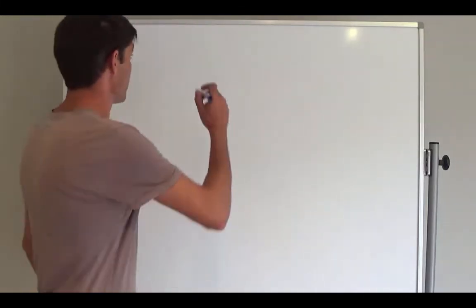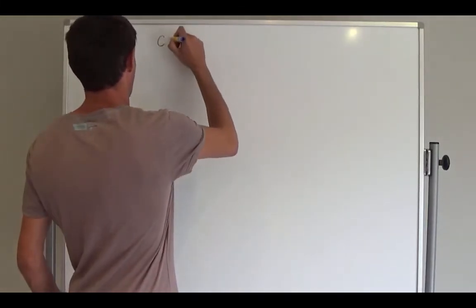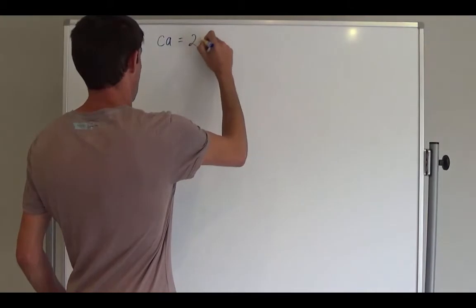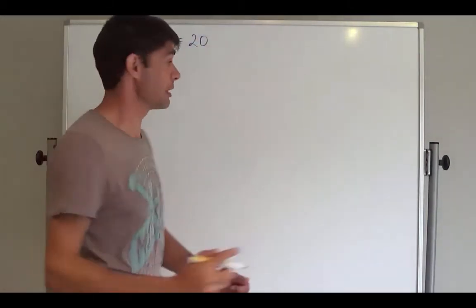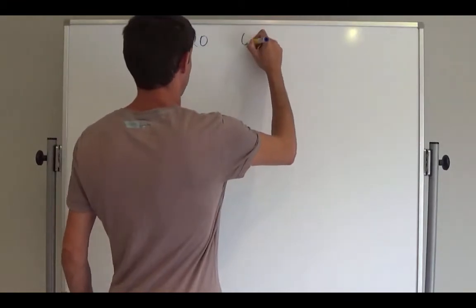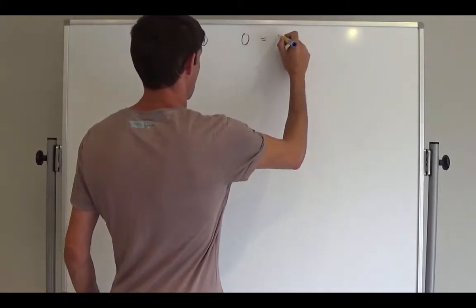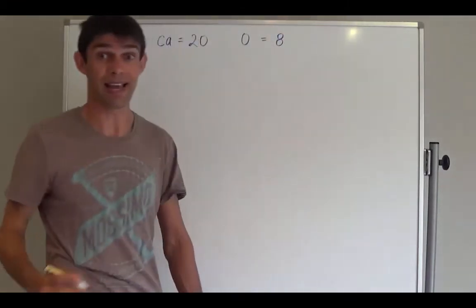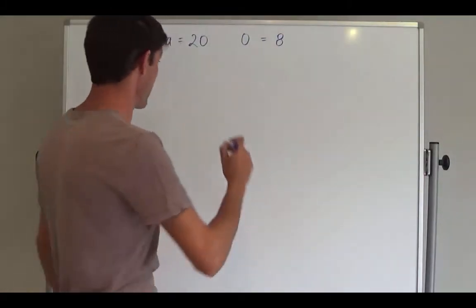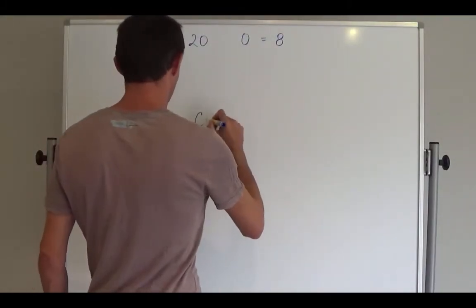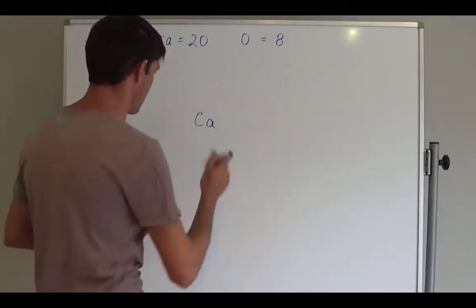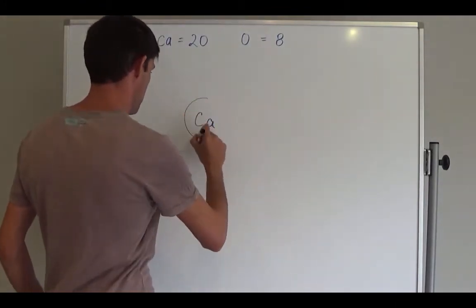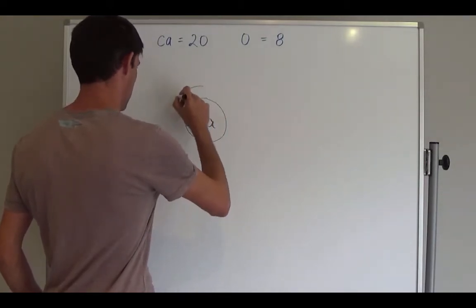So starting off with calcium, and calcium has 20 electrons, and oxygen has 8 electrons. So we'll draw calcium first. And the rings that go around calcium.